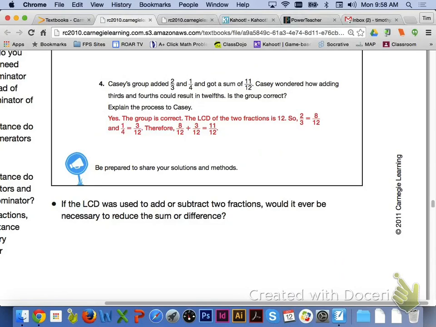That is going to do it today for lesson 3.6 on adding and subtracting fractions with like and unlike denominators.